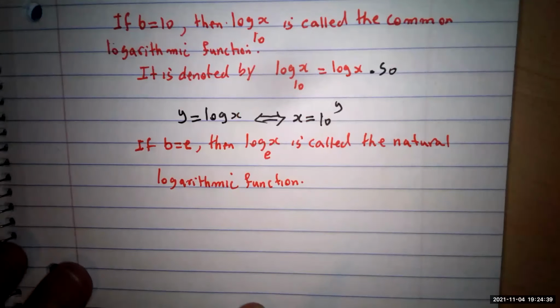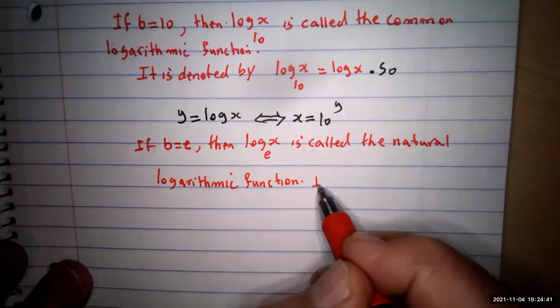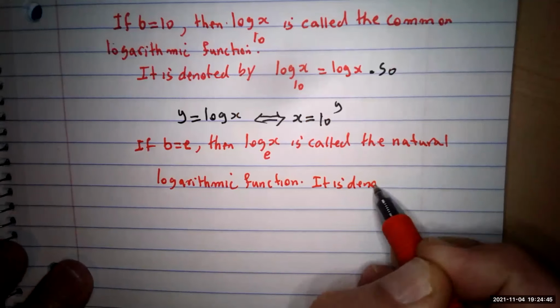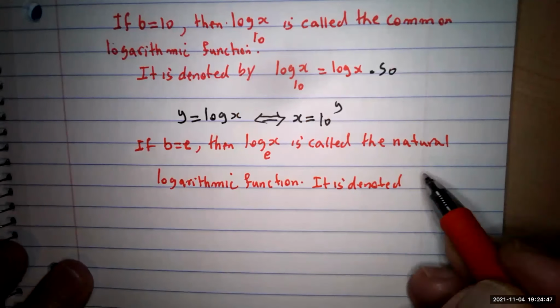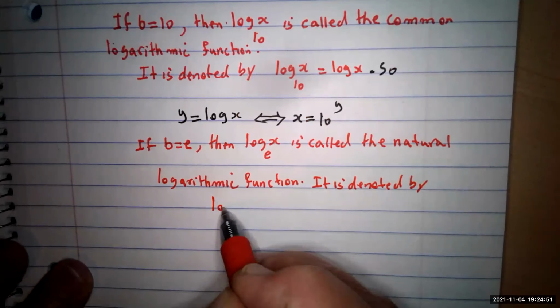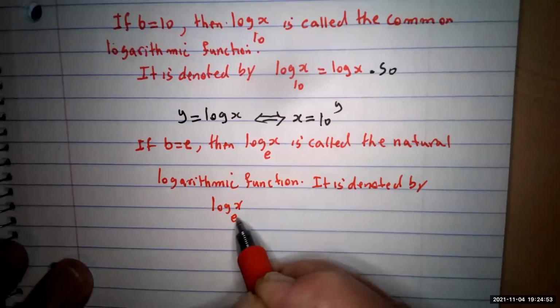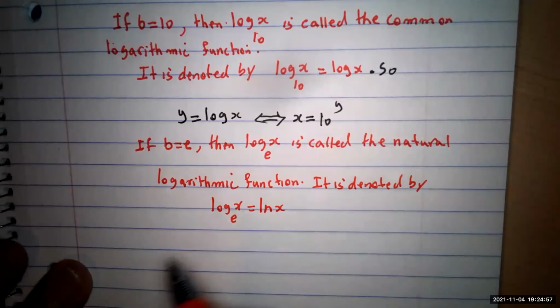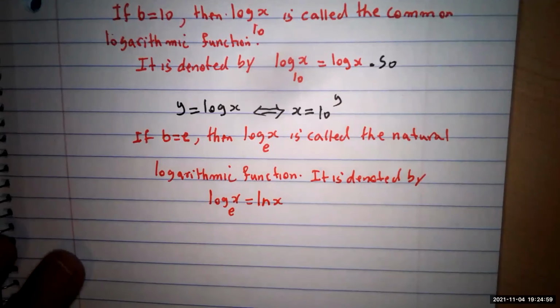Okay, the notation that we're going to use is this one. If you have the log of x with base e, it is denoted by ln of x, the natural log. Okay, ln of x, which is the natural log. And we are going to use this one in this course in calculus.